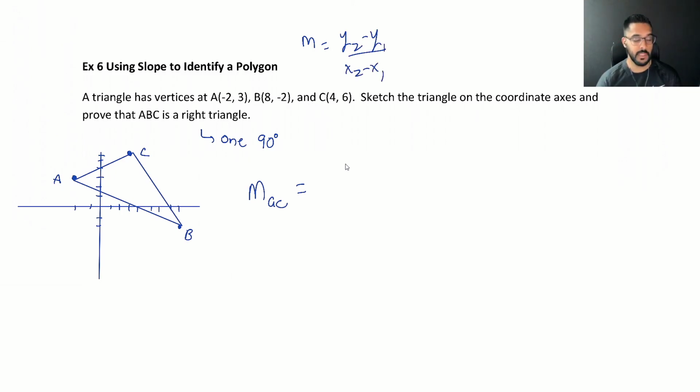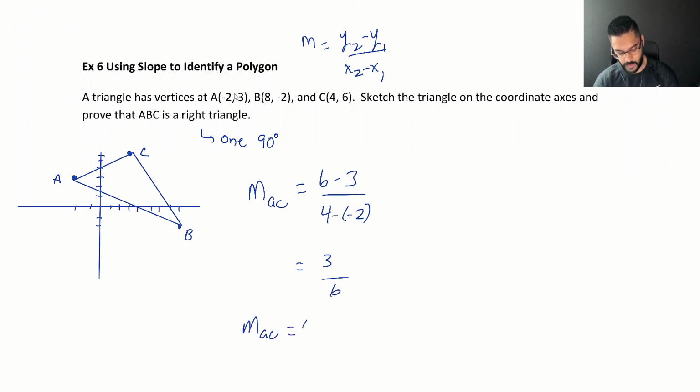So from the points A to C, use your slope formula again. Same slope formula as before. So 6 minus 3 is what I'm going to do, in that direction, 6 minus 3, and then 4 minus negative 2. And this will give us a slope of 3 over 6. So the slope of AC is 1/2.